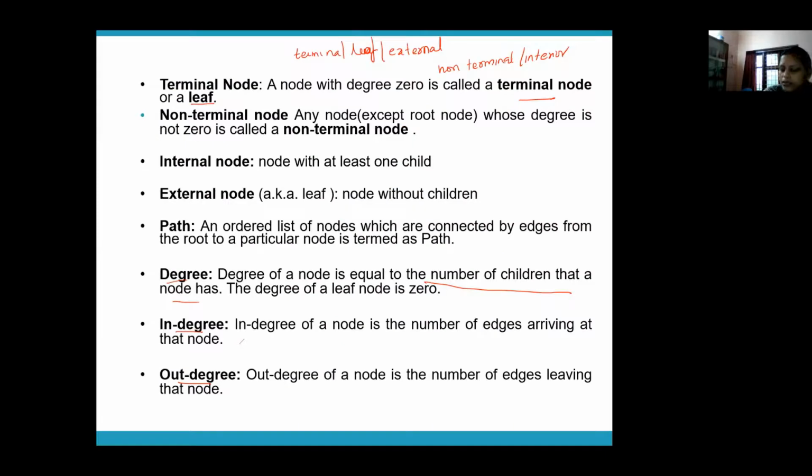Other terms which we discussed: terminal, leaf and external node mean the same thing. That means a node which does not have any child. Non-terminal or interior node means it will have at least one child. Degree means the number of children a particular node has. In degree means the number of edges arriving at a particular node, and out degree means the number of edges leaving that particular node.